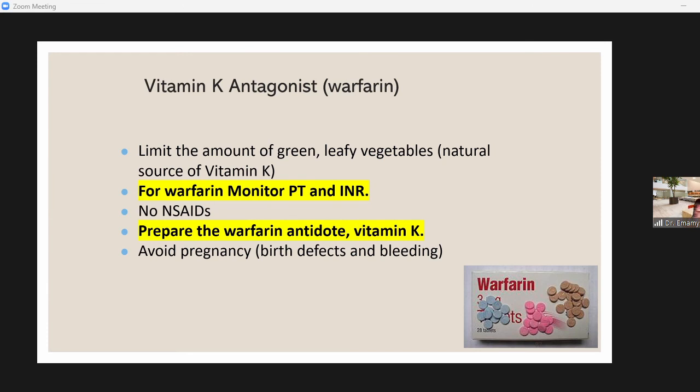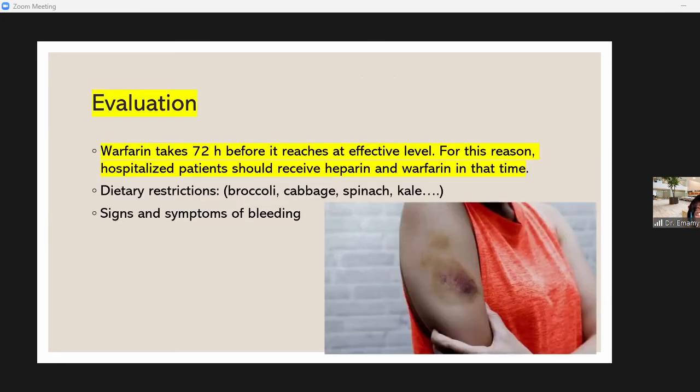And warfarin you shouldn't give during pregnancy. If a pregnant woman needs a blood thinner, give her heparin, not warfarin. Warfarin may cause skin necrosis, specifically for overweight women that are postmenopausal. Postmenopausal overweight women, when you start warfarin, during the first 3 to 5 days, you should be cautious for any signs and symptoms of skin necrosis.